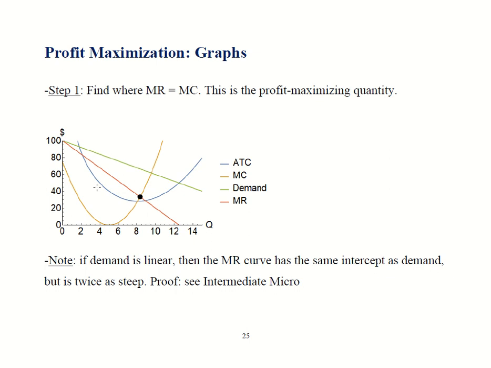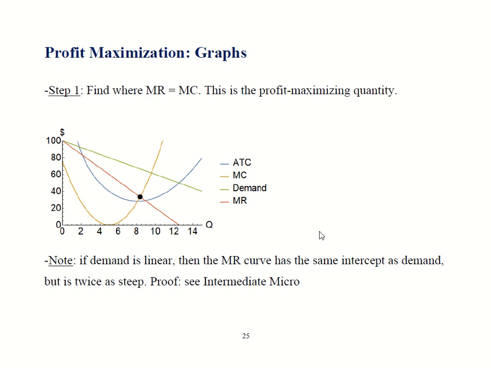Now, we could show, if I could use calculus, that if you have a linear demand curve, like this one here, then your marginal revenue curve has the same intercept, but it's going to have double the slope. If you're curious about that proof, go ahead and take intermediate micro. They'll probably show it to you there.